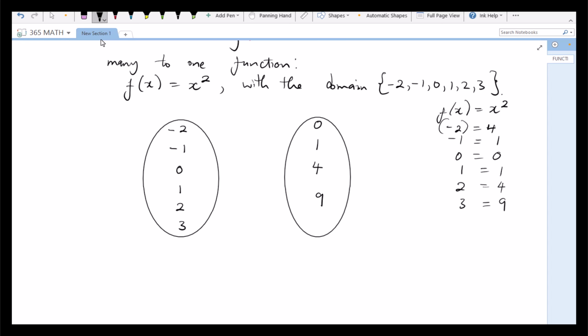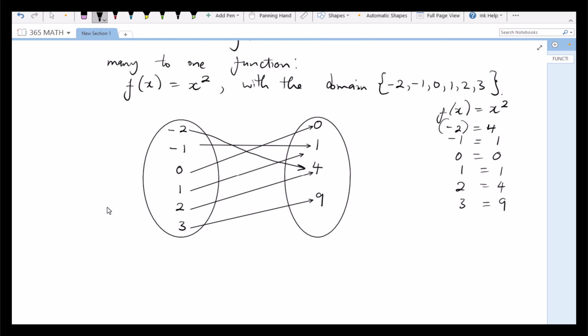We are going to map. So -2 is going to give us 4, and then -1 is going to give us 1, and 0 is going to give us 0, and 1 again is going to give us 1, and then 2 is going to give us 4, and then 3 is going to give us 9.